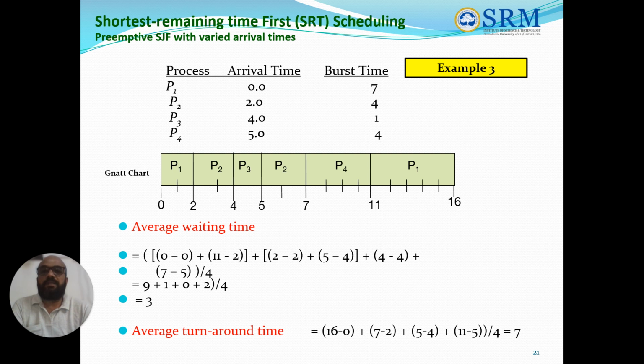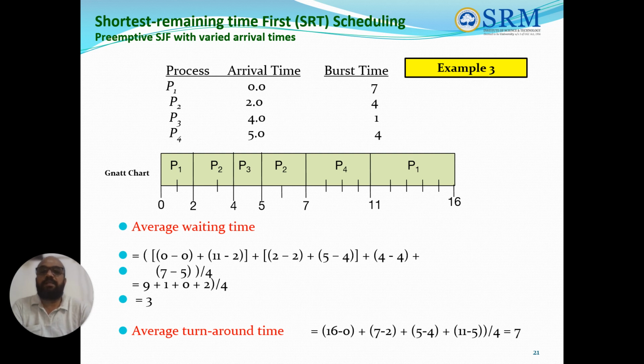At time 4, P3 arrives. When we compare the execution times of P3 and P2, P2 remaining is 2 and P3 is 1. So 1 is lesser than 2, and P3 gets its execution, completes at 5, and leaves the system. In the meanwhile all the processes have arrived by 5. When we compare the execution times, P1 is 5, P2 is 2, and P4 is 4. P2 is lesser, so P2 completes its execution. Then P4's execution time is 4 but for P1 it is 5, so P4 gets executed first, followed by P1, which completes at 16.